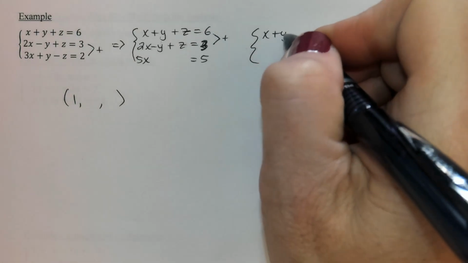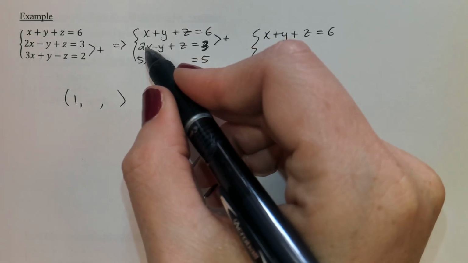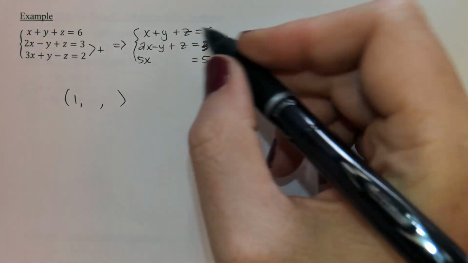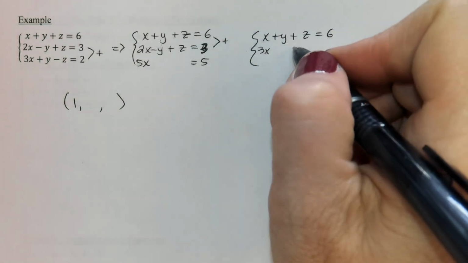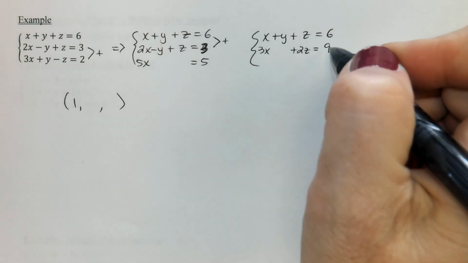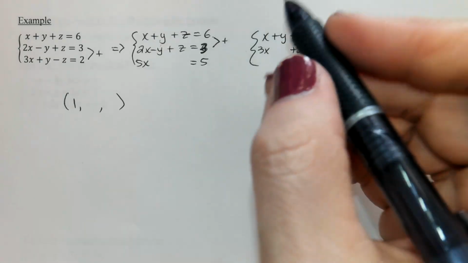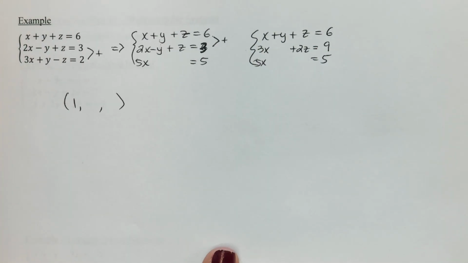So x plus y plus z equals 6. And then when I add them, x plus 2x is going to give me 3x. Y plus a negative y is actually going to go away. And then z plus z is going to be 2z's. And then I'm going to add these two together, I'm going to get 9. So don't forget to add the numbers on the other side. And I'm going to carry along my 5x equals 5 just to keep my system a 3 by 3.